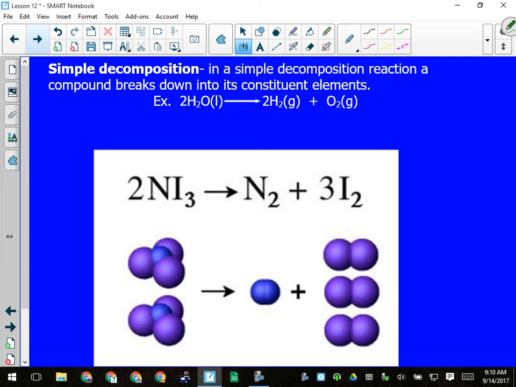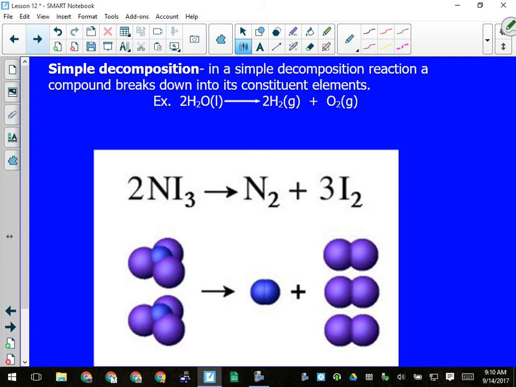So a prime example would be liquid water. If I run a very strong electric current through liquid water, I can actually get it to separate. It's actually the process by which rocket fuel is made. They get liquid hydrogen and liquid oxygen for making rocket fuel. But when they separate the 2, they're a gas. Then they put them under pressure, turn them into liquids, and then you can use them for rocket fuel.